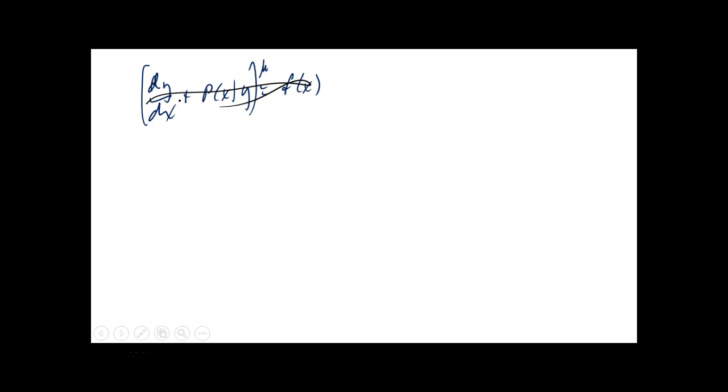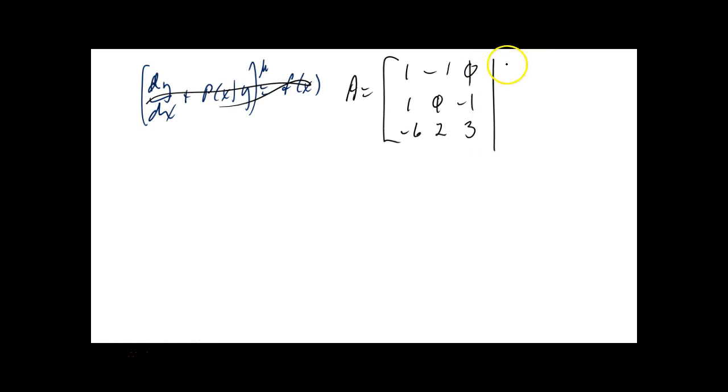So let's find one a little more challenging, but not a lot, than what we had. And here's your matrix A. 1, negative 1, 0. 1, 0, negative 1. Negative 6, 2, 3. All right. Okay, let's augment it. What do you put here? 1, 0, 0. 0, 1, 0. 0, 0, 1. You can read that whatever way you want.